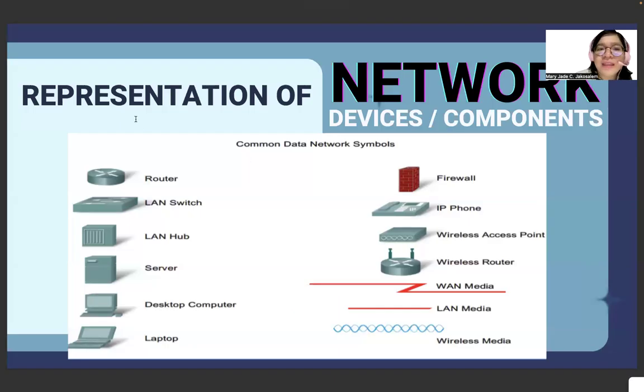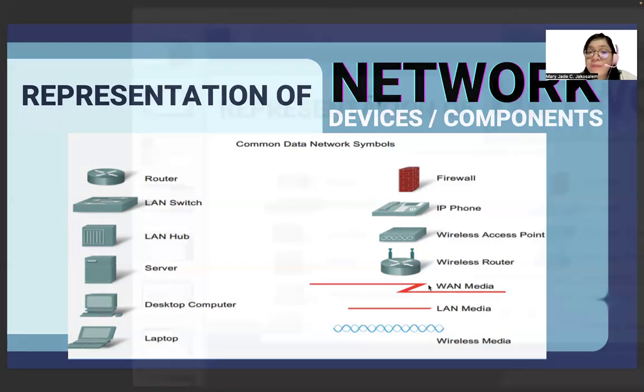Then, these are the different representations of network devices or components as seen in our Cisco Packet Tracer. So it's very important for us to familiarize ourselves with these as we eventually keep on using Cisco Packet Tracer. So this is a router, a LAN switch, a LAN hub. This is a server, a desktop computer, a laptop, a firewall, an IP phone, a wireless access point, a wireless router, a WAN media, LAN media, and wireless media.